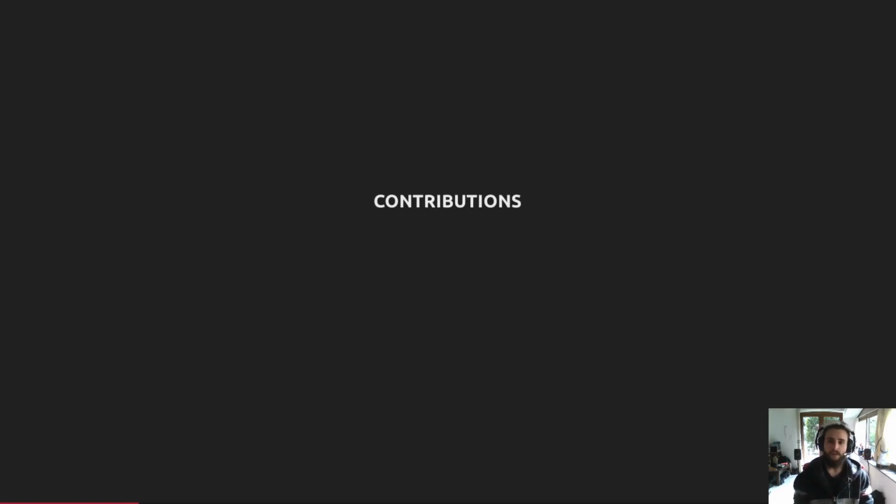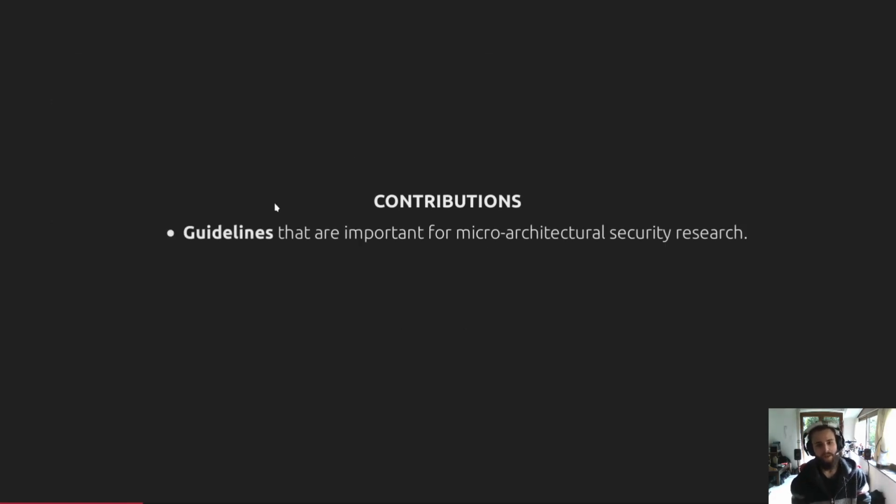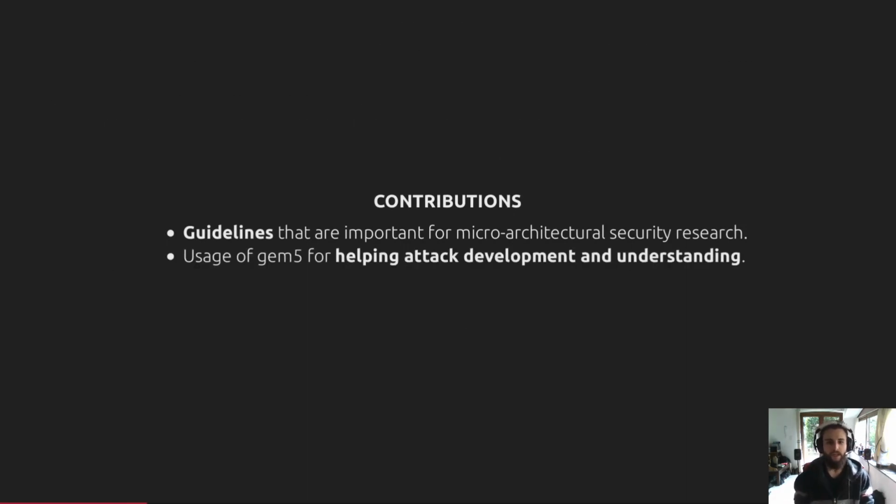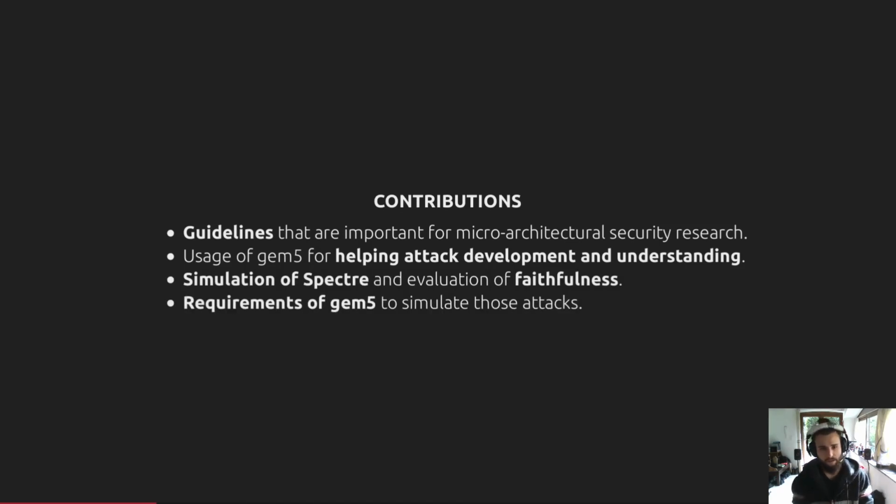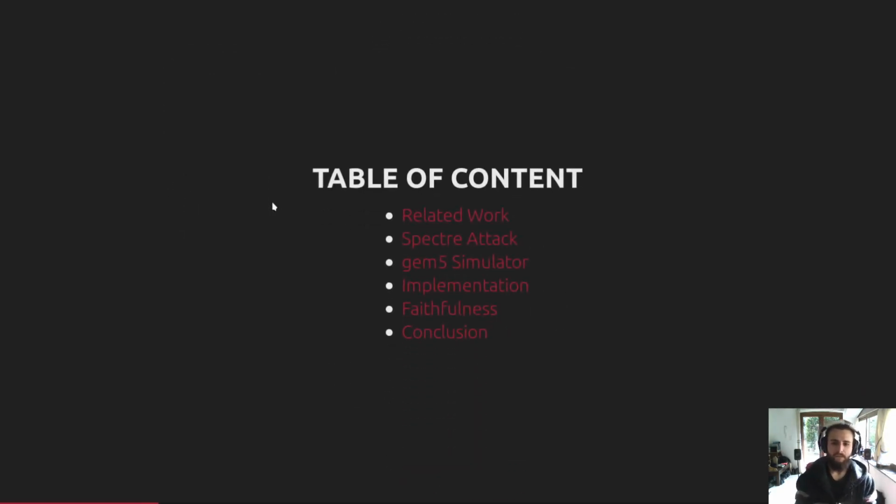So in summary, our contributions in this presentation and in our paper are the guidelines that we think are important for microarchitectural security research. We demonstrate the usage of gem5 to help with attack development, reproducing, and understanding. We also demonstrate the simulation of Spectre and the evaluation of the faithfulness of the simulation, and finally the different requirements of gem5 to simulate those attacks. So this is the plan of today: the related work, a bit of background, talking about our implementation, and finally the faithfulness of the simulation.